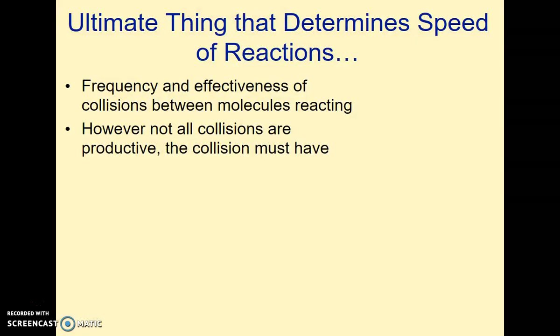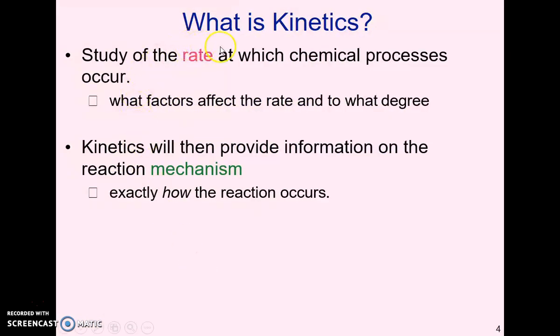So again, kinetics studies the rate at which a chemical process occurs, and we're going to talk in excruciating detail about how rate is measured. But for now, you can think about rate as a speed, or how fast the reaction is occurring. And then we're also going to study what factors affect the rate, and to what degree, which ones affect the rate the most. And then kinetics also studies the mechanism of the reaction.